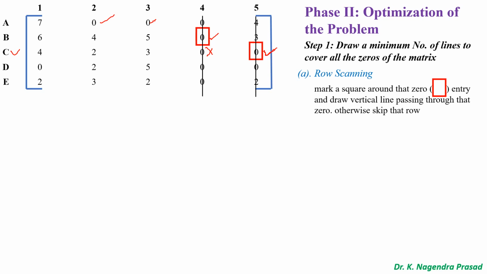Next we have to go for the fourth row. In the fourth row also we have exactly one 0. Then we have to mark a square around that 0 and draw a vertical line. Next we have to go for the fifth row. In the fifth row there are no zeros, so I have to skip this fifth row.